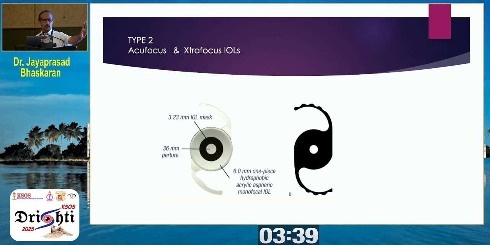Type 2 EDOF lenses are ones where you have smaller aperture lenses. We have AcuFocus and Xtra Focus. Now this used to be popular in Europe, but not anymore I suppose. They ask you to put it in one eye and the other eye monofocal. So here, because the aperture is smaller, you have more depth of focus. The disadvantage is less light enters the eye, so contrast sensitivity is definitely reduced. And remember that you have got a peripheral ring scotoma.